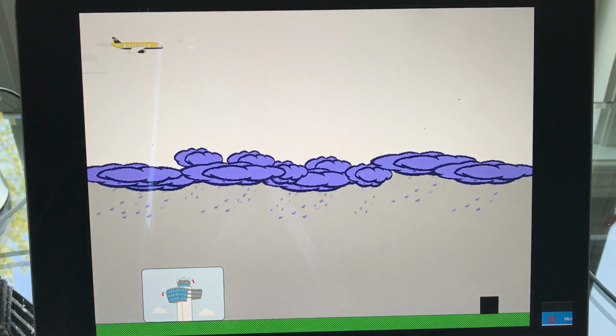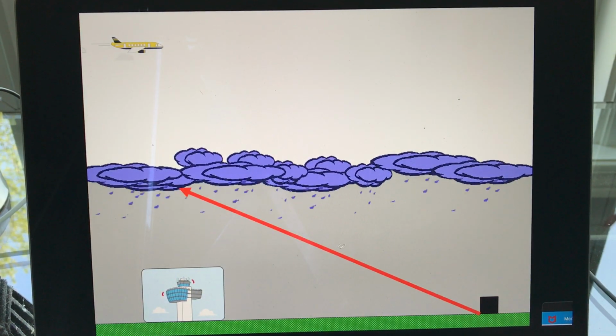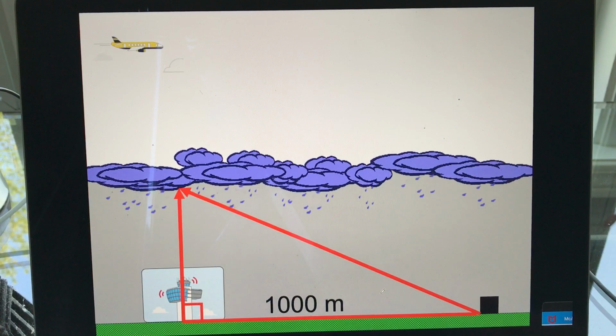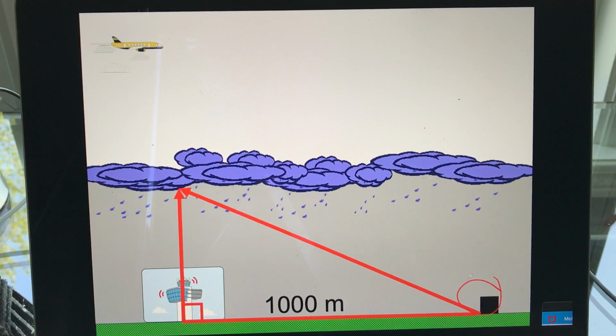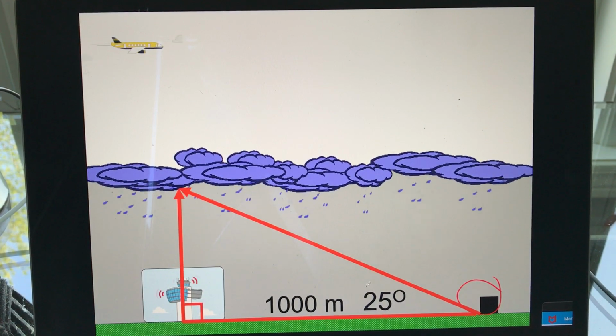The clouds could be at a different height, obviously lower. Same idea. If the clouds are lower, that means the beam they shoot up to the clouds would be lower, the angle. So in this case, it wouldn't be 43 degrees. It would still be 1,000 meters on the ground. This device over here doesn't move. But what changes is the angle. It's now a lower angle.